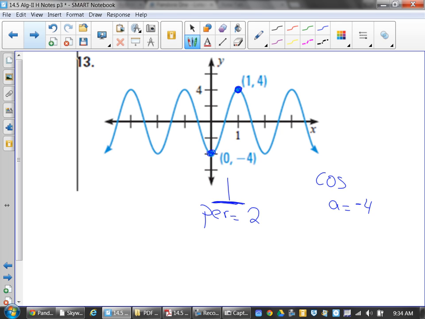That's it. You're still looking at a maximum and minimum, and that distance between the maximum and minimum is still half your period.